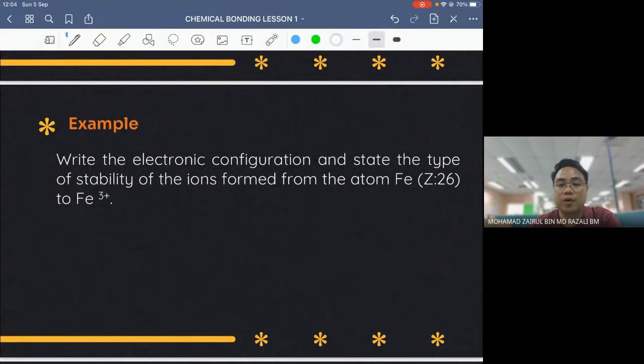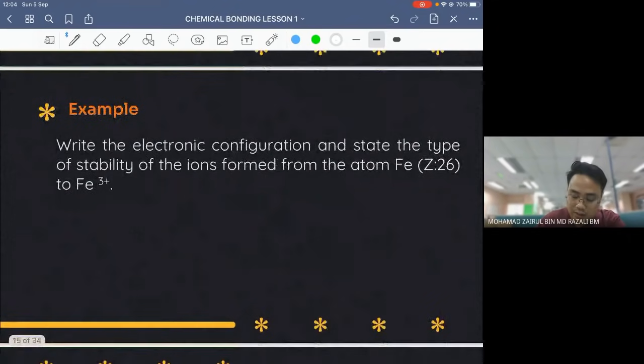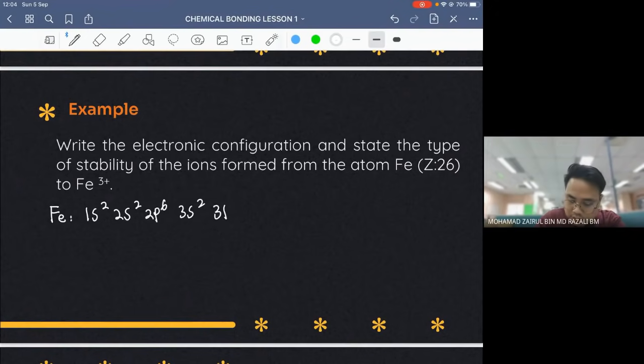Okay, and the last one, write the electronic configuration and state the type of stability of the ion formed from the atom Fe to Fe3+. Okay, for ferrum, ferrum have 26 electrons. So ferrum, 1s2, 2s2, 2p6, 3s2, 3p6, 4s2, 3d6.